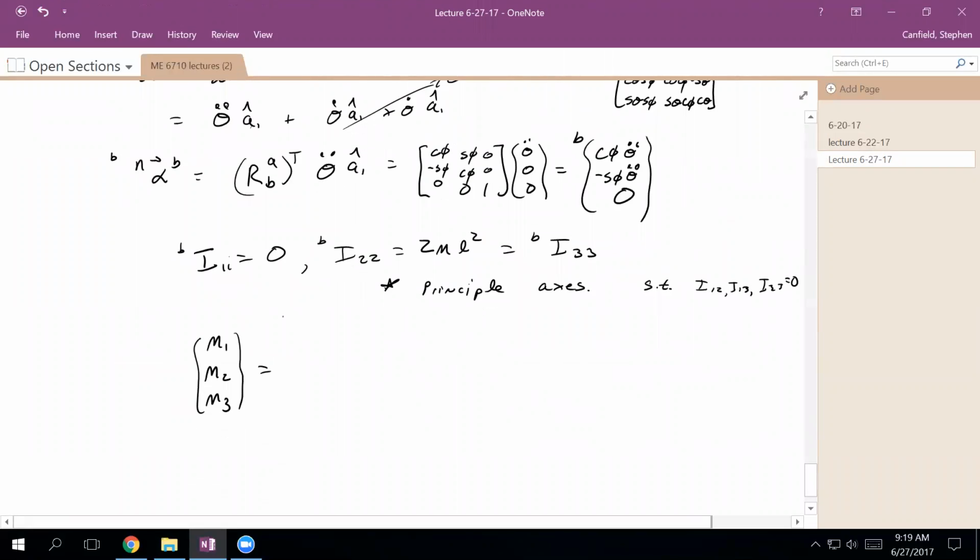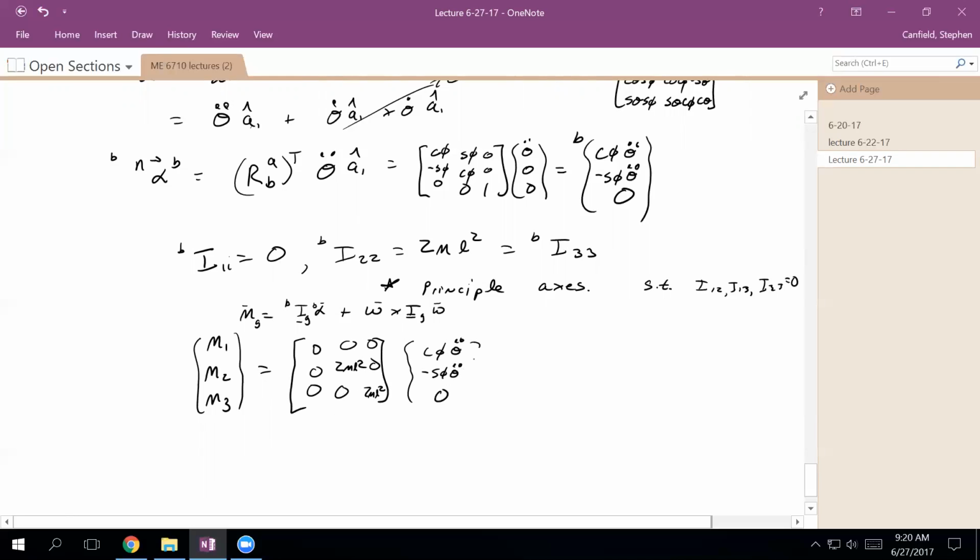So we said it was, M is about the centroid, that's what we're summing moments about, is I alpha, that's I about the centroid in B-frame coordinates, plus omega cross I omega. And we have all those little caveats that I've added. So my I is 0, 2ml squared, 2ml squared. My alpha is cos phi theta double dot, negative sine phi theta double dot, and 0.